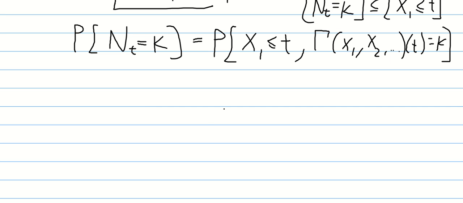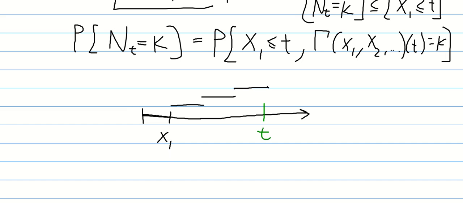But now this allows us to look at the process here in the line. So there's some time t, and x1 happened before, and we are counting the arrivals, and at time t we have k arrivals. So that's the event we are looking at.